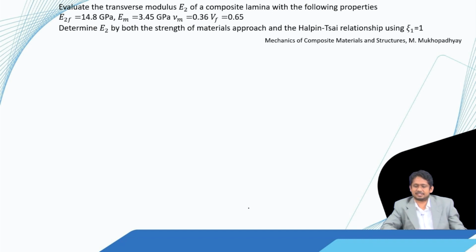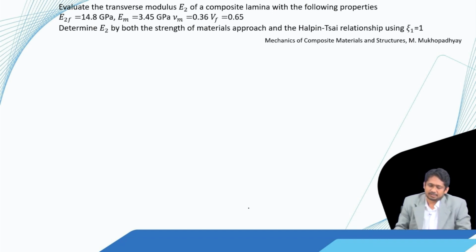The second problem is related to E2. So, we have been given for a composite lamina the fiber elastic modulus along direction 2, matrix elastic modulus, and the individual Poisson ratio for the matrix, and Vf, that means the volume fraction of fiber, and we are to determine E2 by the strength of materials based approach as well as the Halpin-Tsai relationship.